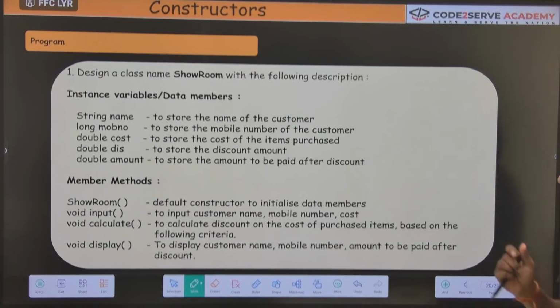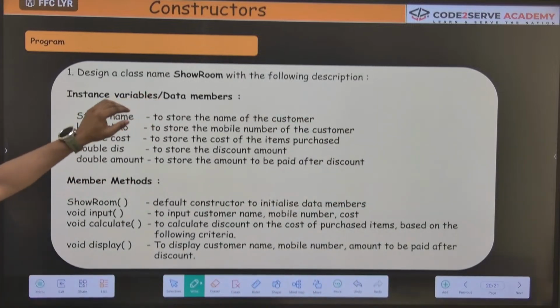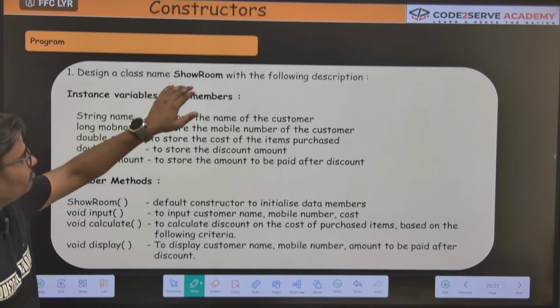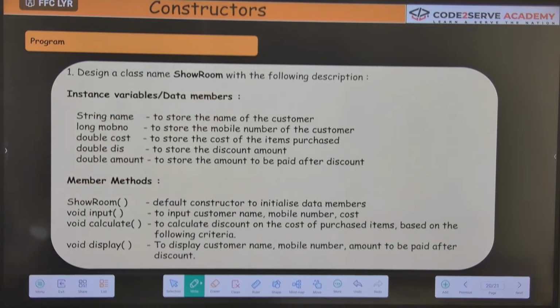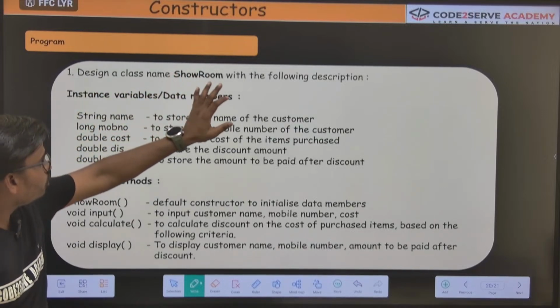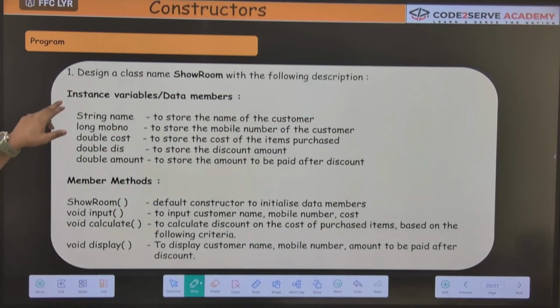Okay. So you see over here, you are given a design-a-class question. Everything is given over here. You have been told to design a class with the name Showroom. You cannot declare your own class name, so you have to use the same class name. Now what it is telling: declare a class named Showroom with the following description. Okay. So what is there?